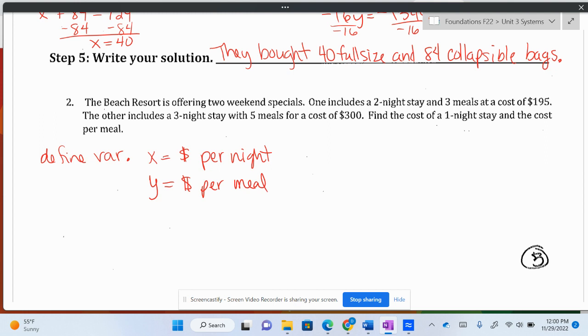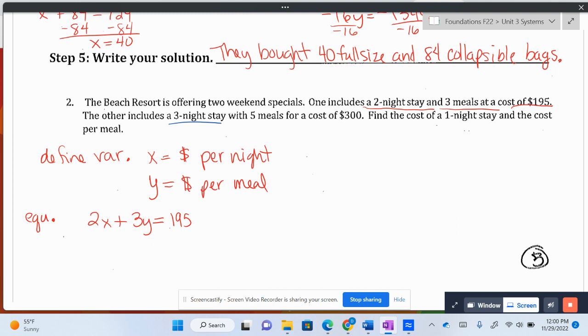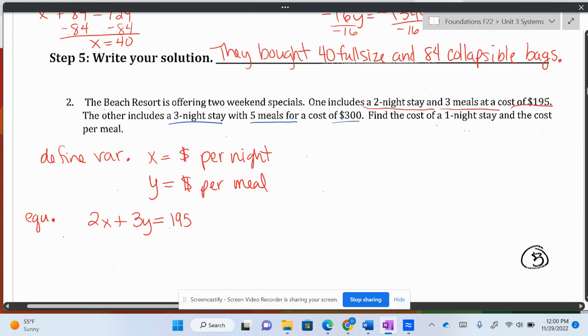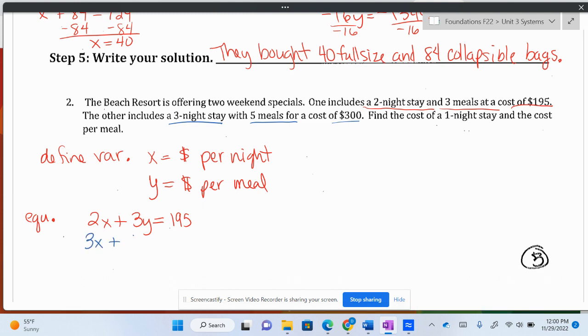Okay. Pick your head up. Come on. All right. So the first equation is written right here. 2 nights plus 3 meals equals 195. What's that going to look like? 2x plus 3y equals 195. Excellent job, Gavin. Your next equation is written right here. 3 nights and 5 meals cost 300. What's that going to look like? Good job.